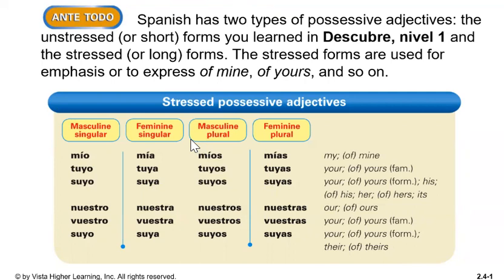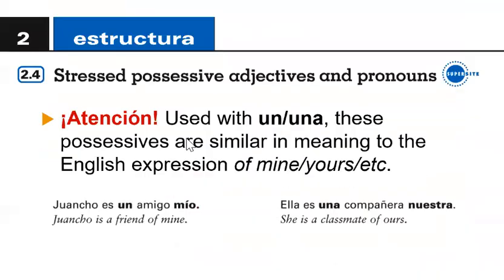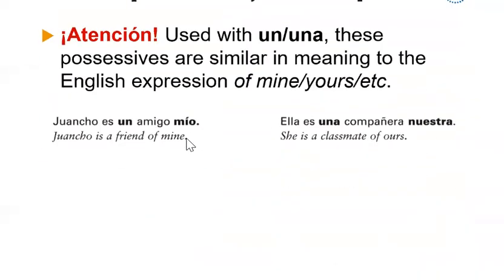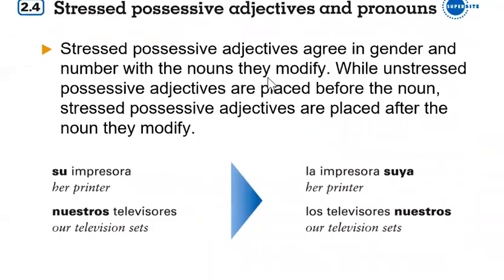Now, it is not used exactly the same way that we use the other possessive adjectives that you've learned. This is what I wanted to show you. Normally when you had my, your, his, her, we would put that possessive adjective before the noun. Like in this case, su impresora, her printer. But with these stressed ones, what we do is we put them after it actually.